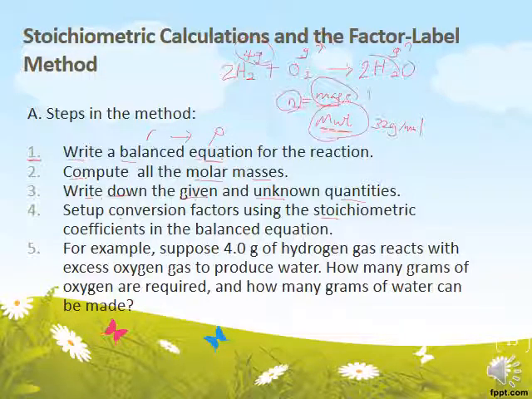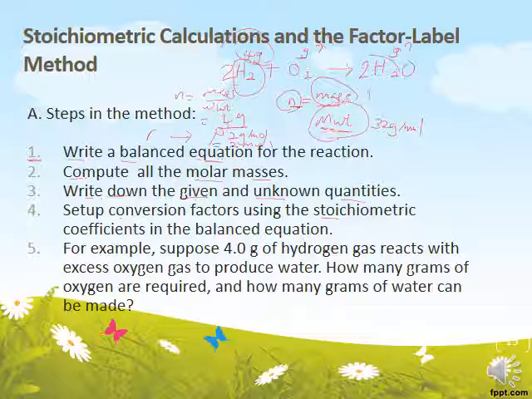How to find N? N can be found from here due to the stoichiometric coefficient, the conversion factor. So N is mass over molar mass for hydrogen. Mass is 4 gram. Molar mass is 2 gram per mole. So we have 2 mole.